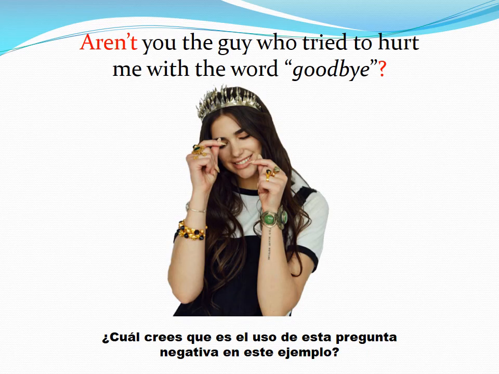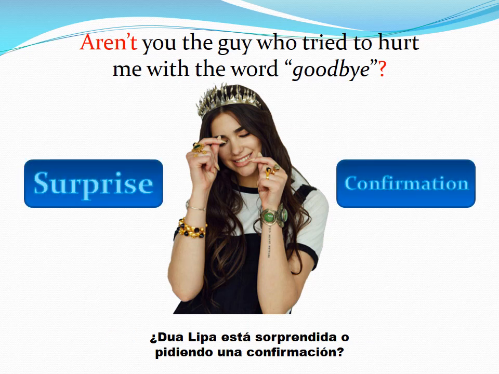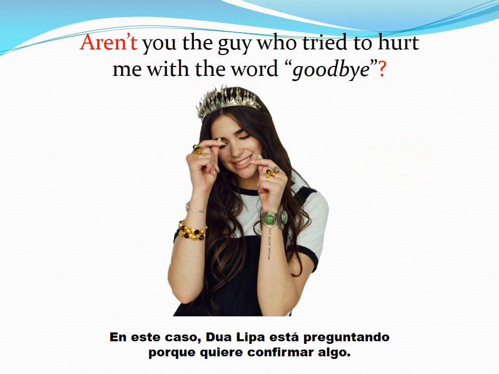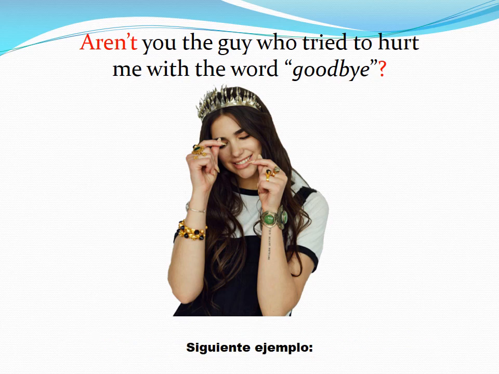So what do you think is the use of this negative question in this example? Is Dua Lipa surprised or asking for confirmation? In this case, Dua Lipa is asking for confirmation. Of course, this is a type of rhetorical question because she already knows the answer. Next example.